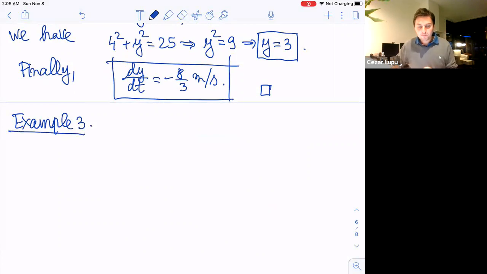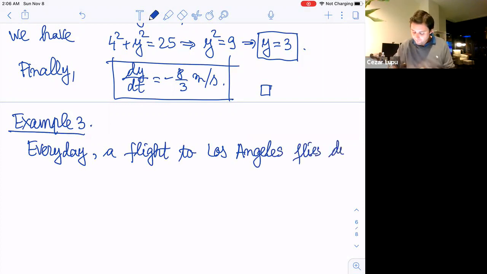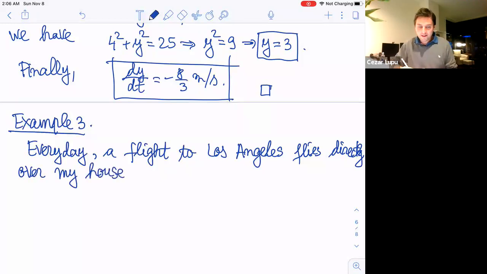Okay, let's see, example 3. And now we're going to talk about, since I'm in Los Angeles at this point, so why not talk about the flight to LA? So the problem says the following: every day, a flight to Los Angeles flies directly over my house. I wish, anyway. At a constant altitude of 4 miles.